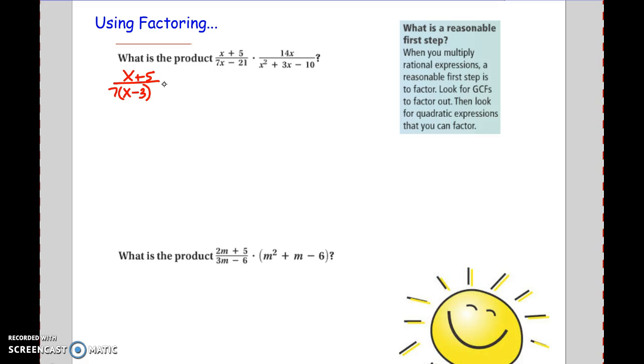Now I look at my second fraction. The top, 14x, there's nothing I can do. But on the bottom it does factor into two parentheses. My signs are different. Factors of 10 are 5 and 2.